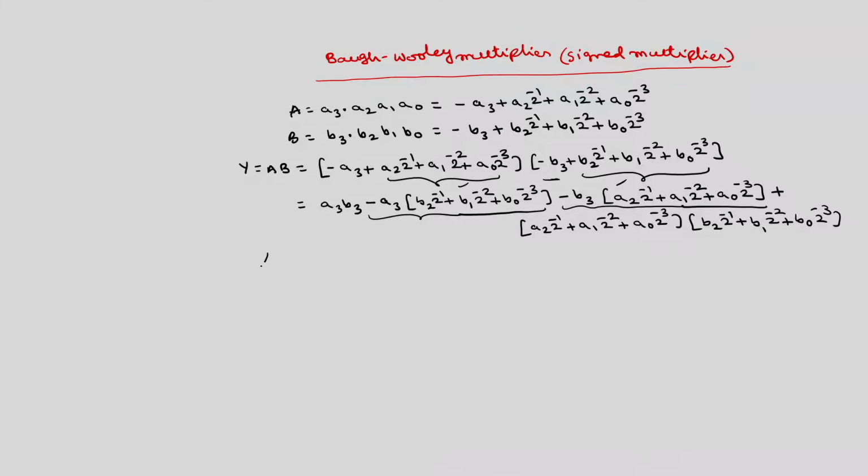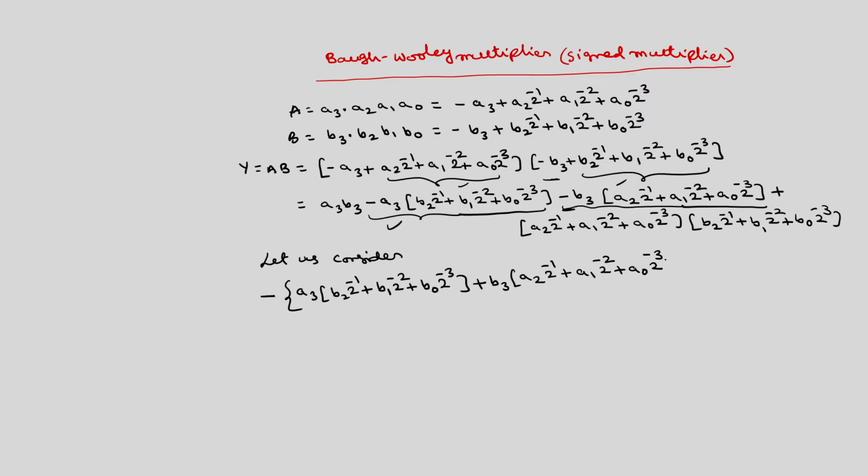Okay. So, let us consider this, minus I am taking outside, a3 this one, b2 2 raised to the power of minus 1 plus b1 2 raised to the power of minus 2 plus b naught 2 raised to the power of minus 3. This becomes plus because I have taken minus outside, b3 a2 2 raised to the power of minus 1 plus a1 2 raised to the power of minus 2 plus a naught 2 raised to the power of minus 3.